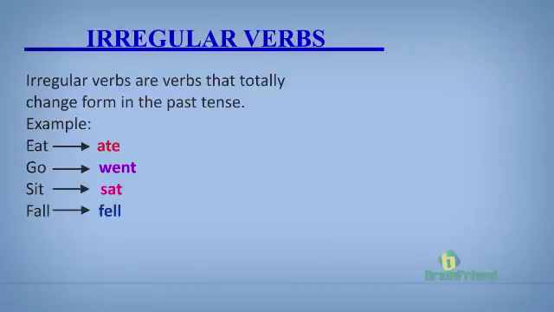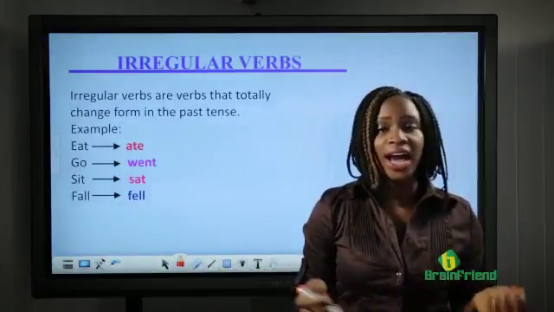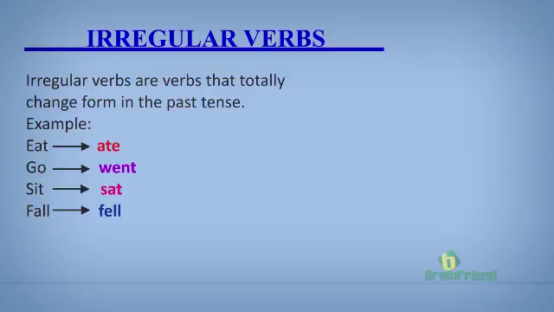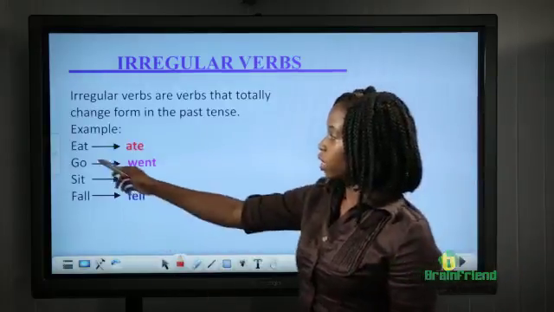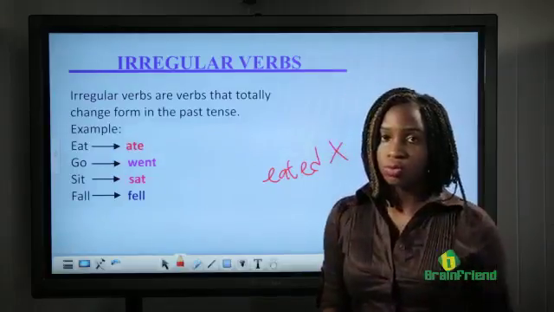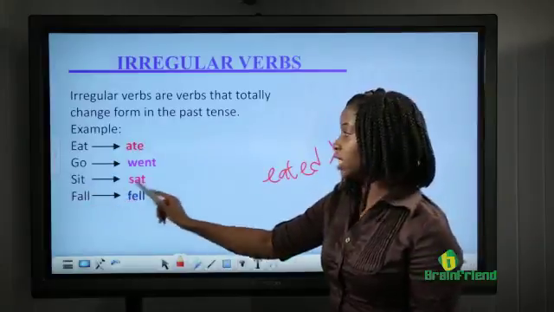Now we have these verbs that we do not add ed or ied or just d to them to form the past tense. They are called irregular verbs. For example, eat. When you come across the word eat, you do not say eated. That is very wrong. The word changes to ate. Also, we have the word go, and the past tense of go is went.